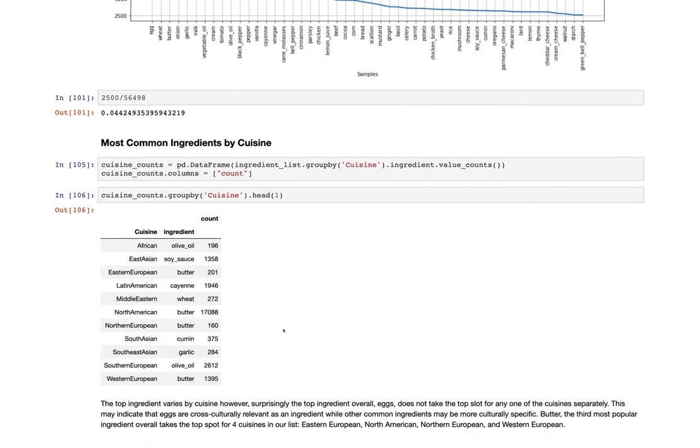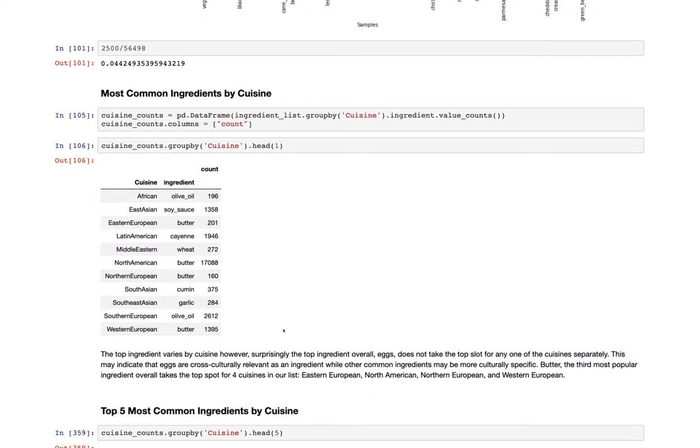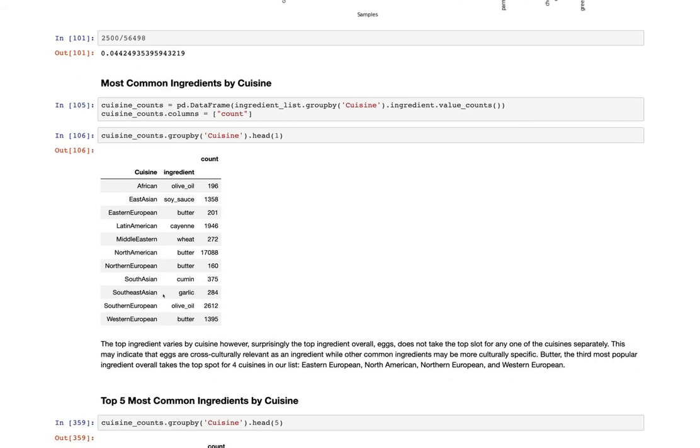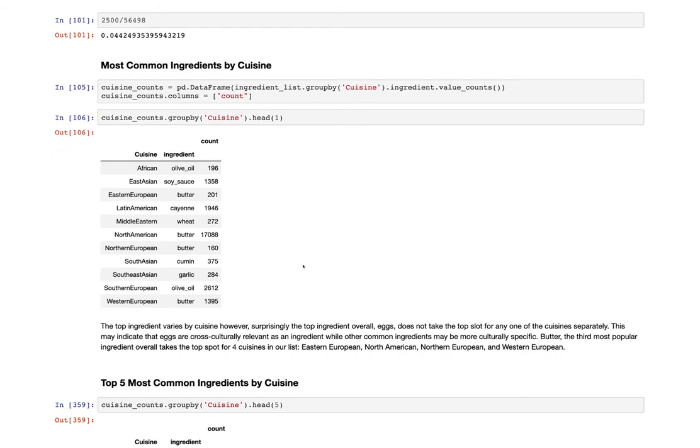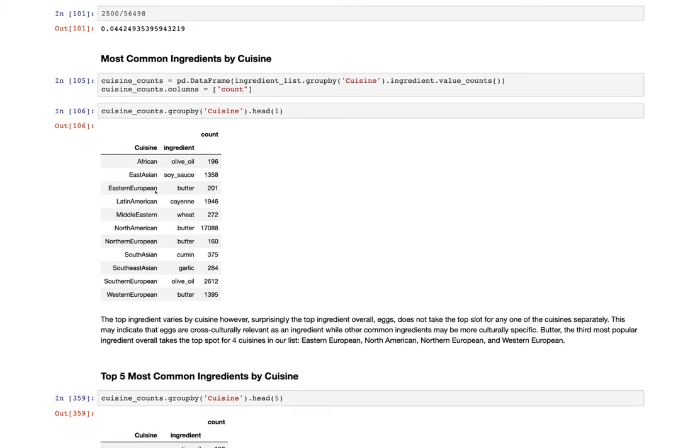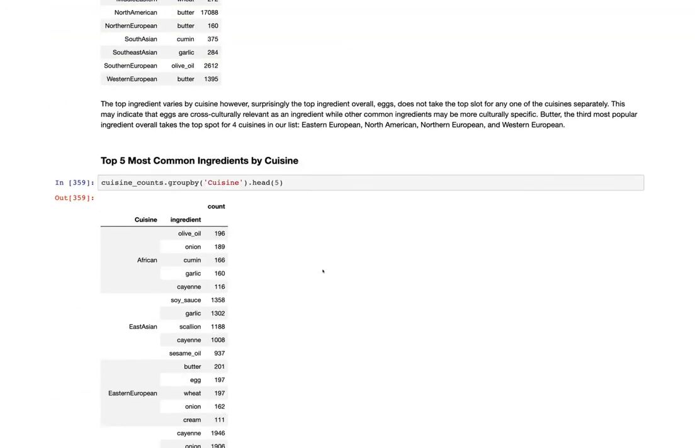So then we did the same thing by each cuisine, and you can see the top ingredient is different for different cuisines, although butter is the top ingredient for quite a few of them, for Eastern European, North American, North European, and Western European.